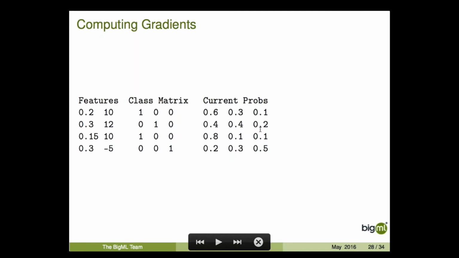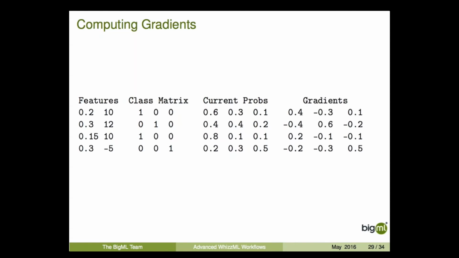So this is what the basic structure of the data looks like at any given iteration of the algorithm. You have the class matrix, which gives you the true class for each of these points, and you have the currently predicted probabilities for each of the points. And so what we want to do in this little tiny slice of the algorithm that we're looking at is compute the gradients. And all we're going to do is subtract the first column of the class matrix here from the first column of the currently predicted probabilities over here. And similarly, the second column from the second column, and the third column from the third column. And when you do that, you get your set of gradients for the algorithm, which again are just the differences between those two columns.